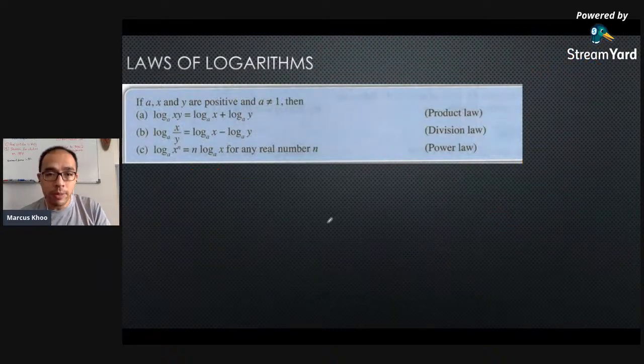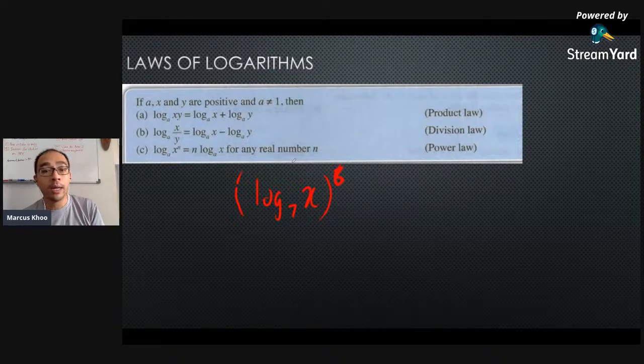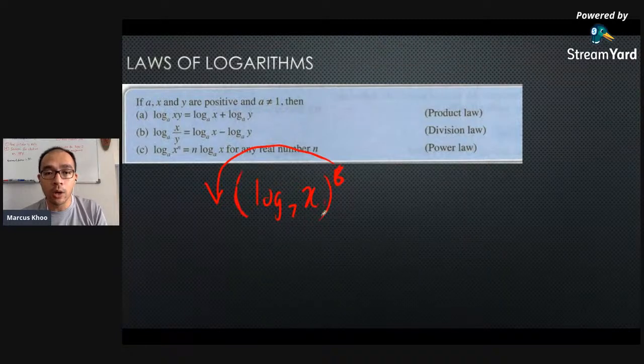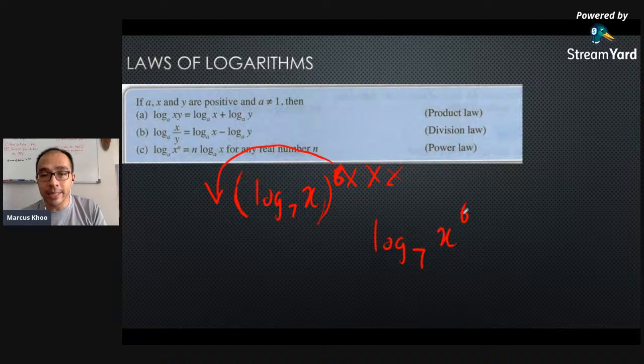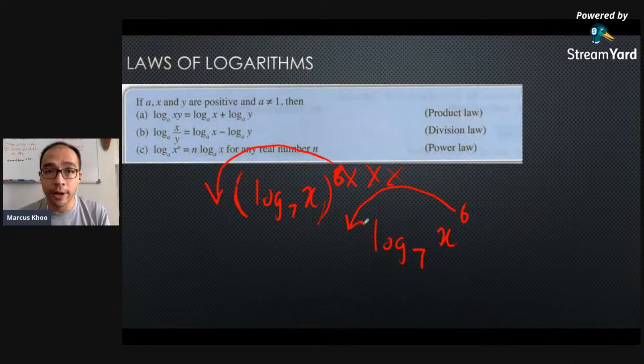Which also means that if I were to write log 7 x, the whole thing to the power of 6, I cannot do anything with this. I cannot bring this to the front because it doesn't follow this law. This is the whole log to the power of 6. So I cannot follow this law. I can only bring the 6 forward if I write it like this, where the 6 belongs only to the X. Then I can bring the power in front.